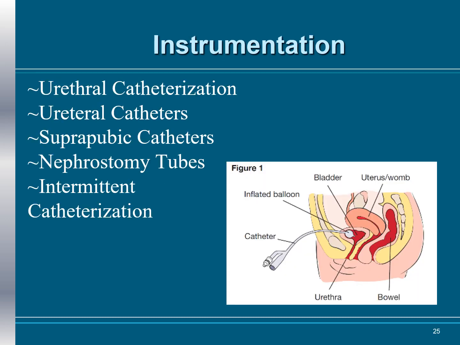So you'll want to spend some time in this section on instrumentation. This is really talking about the management of catheters. You'll see a lot of questions of, you have this patient with this kind of catheter with these kind of symptoms, what's going on? So spend some time in this section. It talks about urethral catheterization, ureteral catheters, suprapubic catheters, nephrostomy tubes, and intermittent catheterization. The big thing that you want to think is sterile technique when accessing different areas.